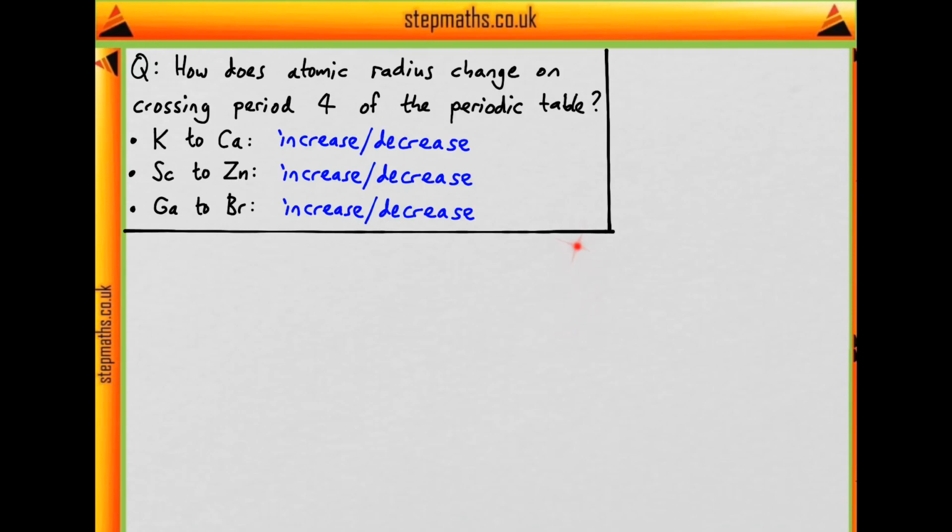So firstly, what determines the atomic radius of an atom? So we know it's not the size of the nucleus, it actually depends on the electron configuration. So let's try and work this out for each of these. So from potassium to calcium, how does the electron configuration change? Well, if you focus on the outer electrons, because we know it's in the same period, what's going to happen?